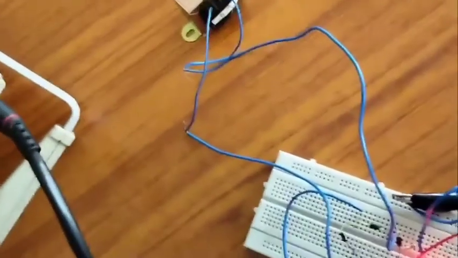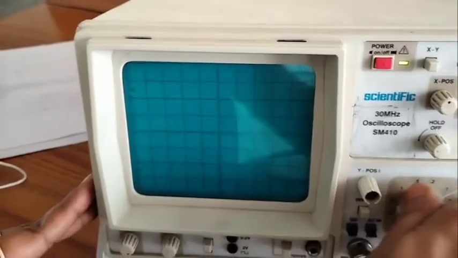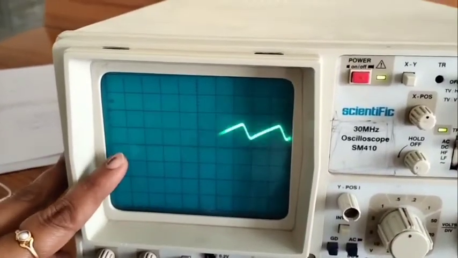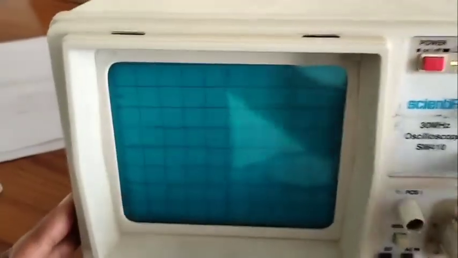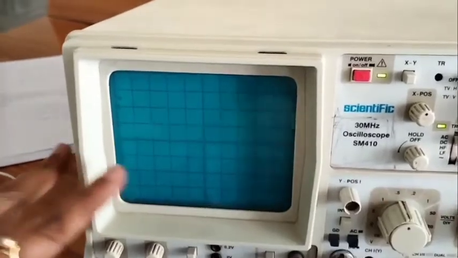And we can analyze the signal that is appearing at the output of the filter section on a CRO, as you could see. So this is the output that is obtained on the CRO.